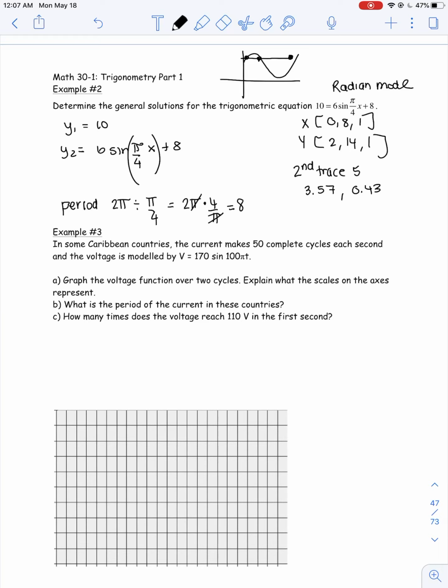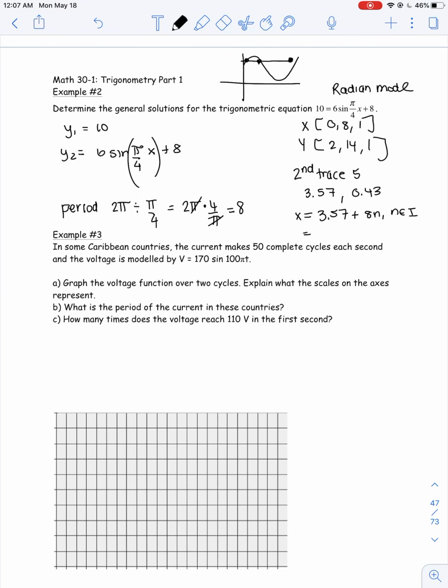So once you find your 2 points within that one cycle, the general solution just looks like this. X could equal 3.57 plus 8n, where n is an integer. And then your next x could be the value that you found within that cycle, 0.43, plus 8n again. The 8 represents the period, so how long it takes for you to repeat that cycle again. So that would be the general solution that they're looking for.